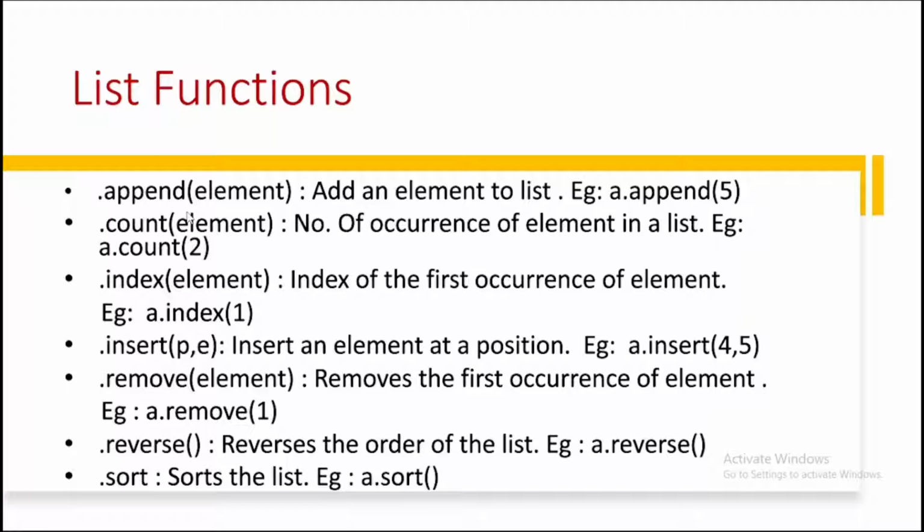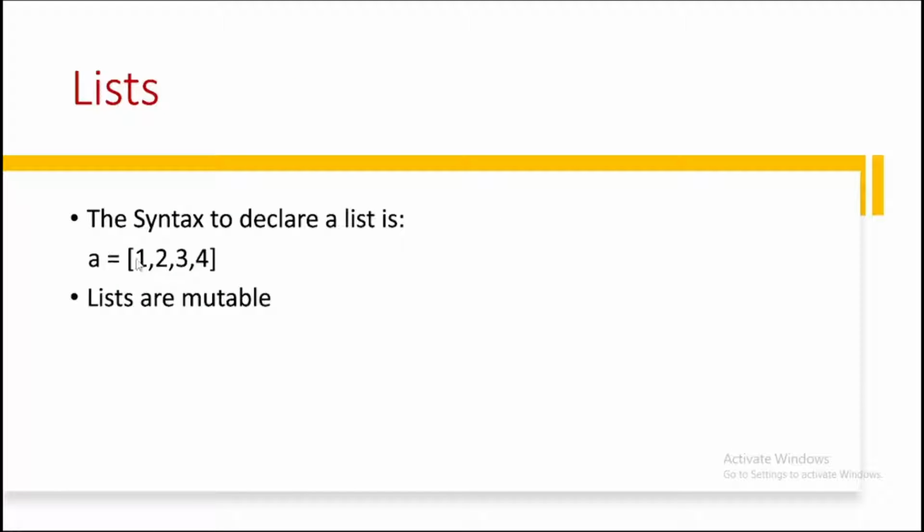That is, we learn about list functions. The first one is dot append an element. This is used to add an element to the list. An example would be a dot append 5. So this was our list, so here it will become comma 5.